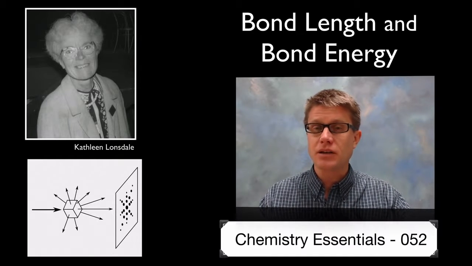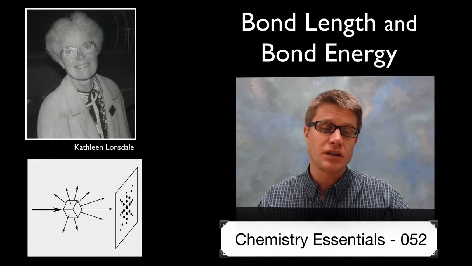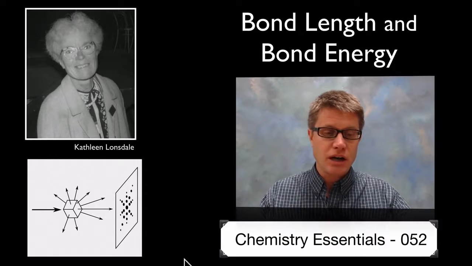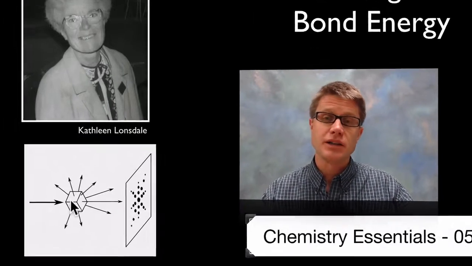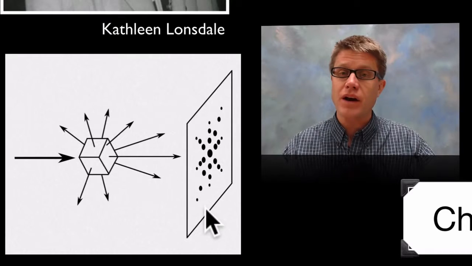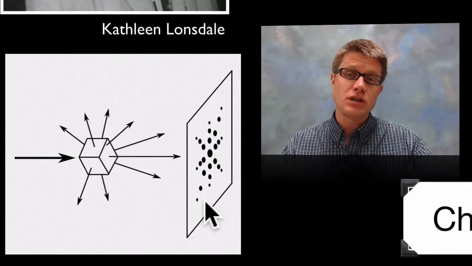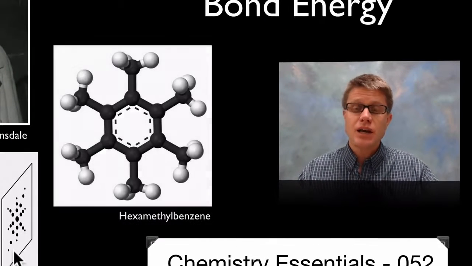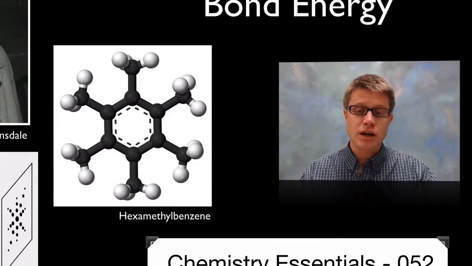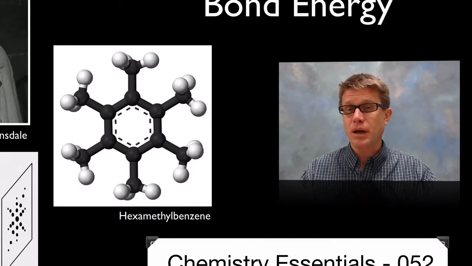Some of the first bond lengths ever measured were measured by scientist Kathleen Lonsdale, who was an X-ray crystallographer. She would put a solid crystal in front of X-rays and measure the diffraction. It told her a lot about the structure of that molecule, and she could even measure the distance between atoms. And that allowed her to unlock the structure of hexamethylbenzene, that famous benzene ring.